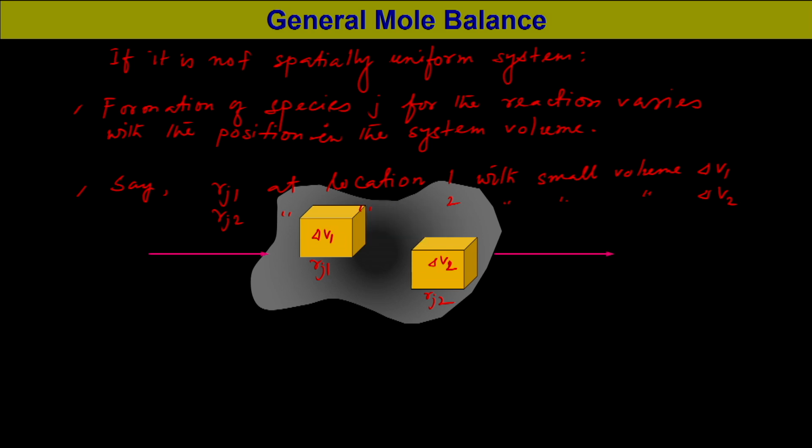So, we can write delta Gj1 would be equal to Rj1 delta V1 and delta Gj2 would be equal to Rj2 delta V2, because they are not spatially uniform. So, at two different locations delta Gj1 and delta Gj2 would be different.